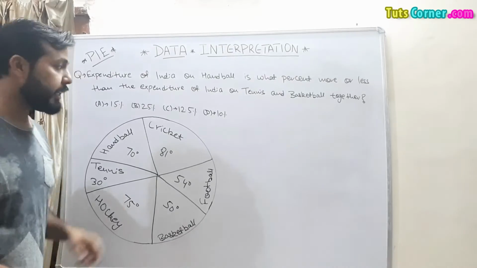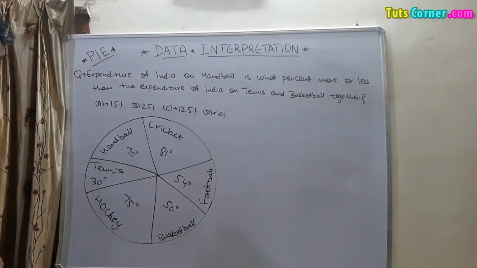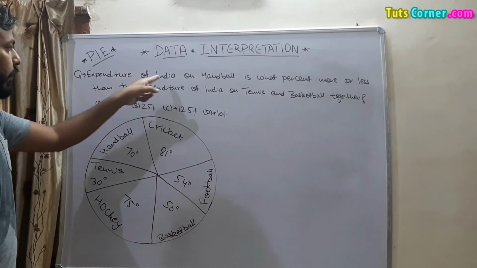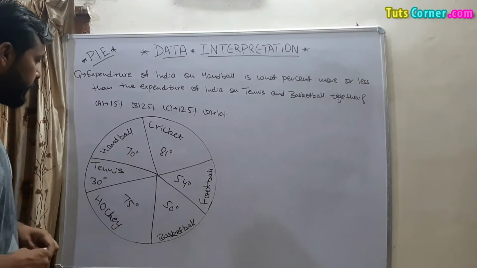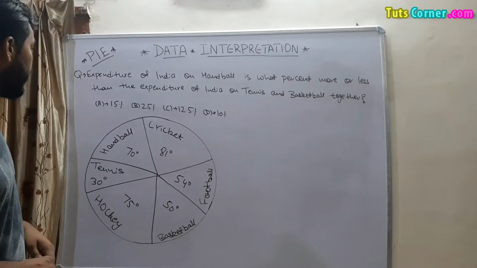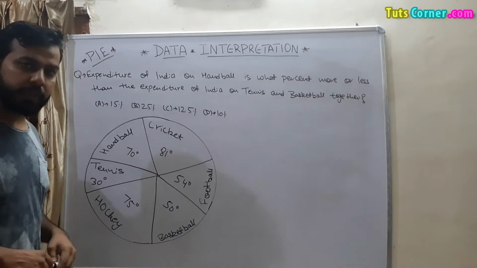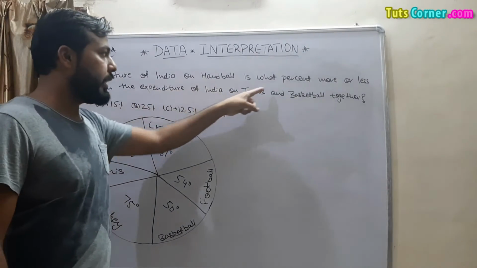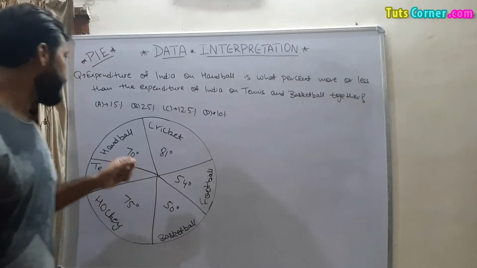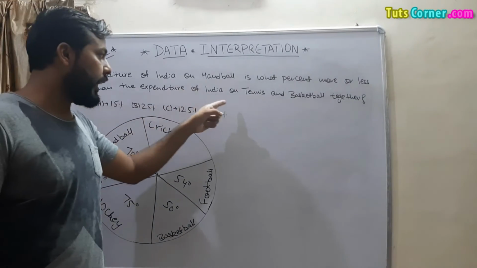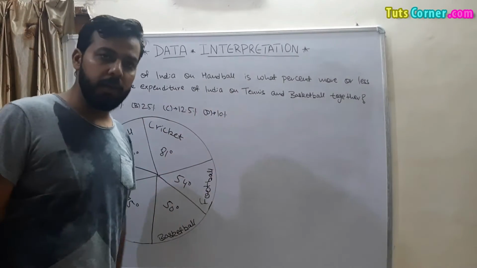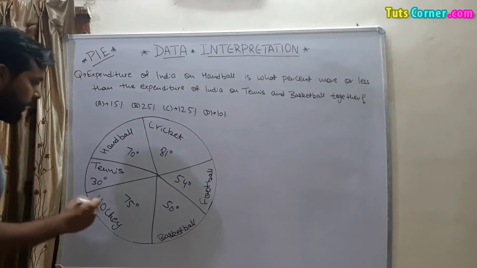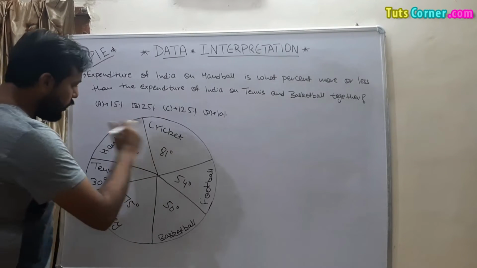So our next topic is pie chart. This is our pie chart showing expenditure of India in these different sports. So based on this chart, we solve few questions. Number one is, expenditure of India on handball is what percent more or less than the expenditure of India on tennis and basketball together?